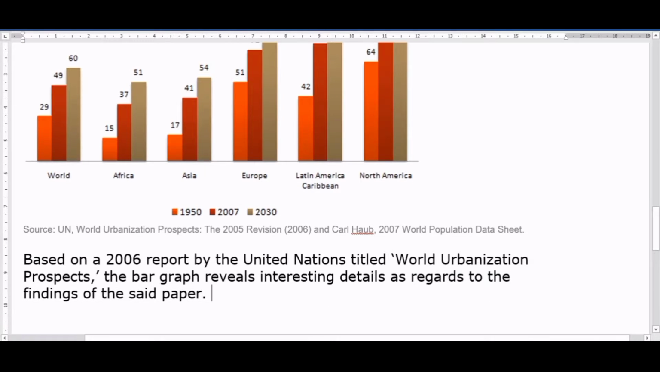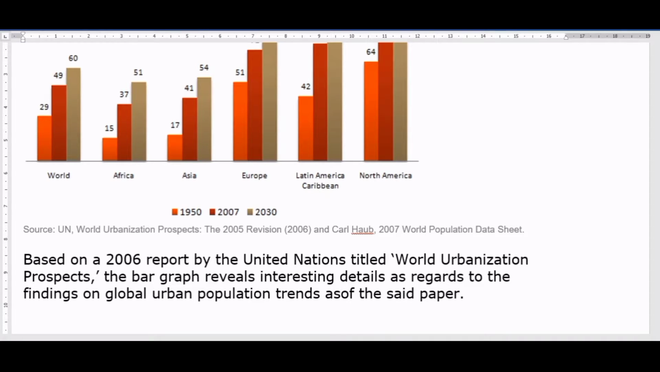So that's the introduction, and wait, let's just improve on this further. Interesting details as regards to the findings on global urban population trends as detailed in the said paper. Okay. And that's the introductory sentence, and I'm now proceeding with the overview.